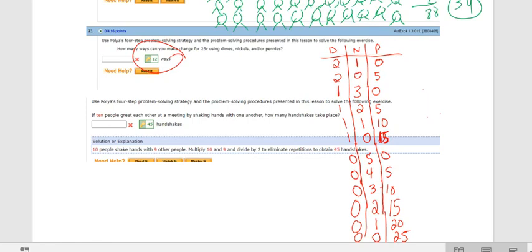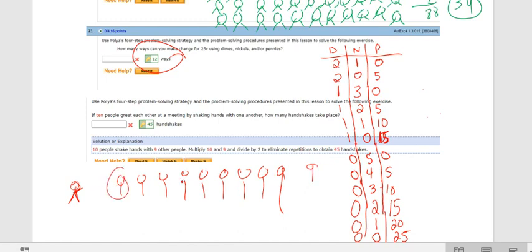The next one, if 10 people greet each other at a meeting by shaking hands with one another, how many handshakes take place? So you have one person and there's 9 other people. So that's 1, 2, 3, 4, 5, 6, 7, 8, 9. So if this person shakes hands with all of these people, then how many hands did he shake? So that's 9 handshakes.